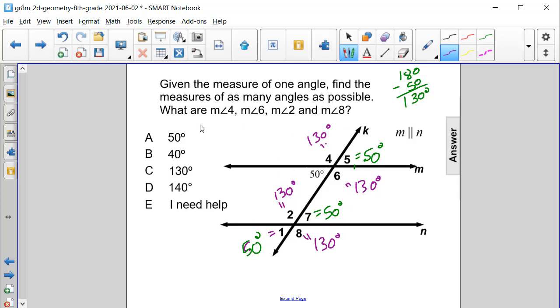Now let's look at the question. What are the measure of angle 4, the measure of angle 6, the measure of angle 2, and the measurement of angle 8? They are all 130 degrees, or answer choice C.